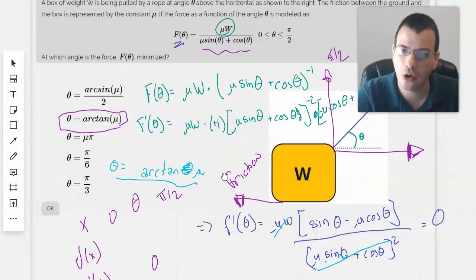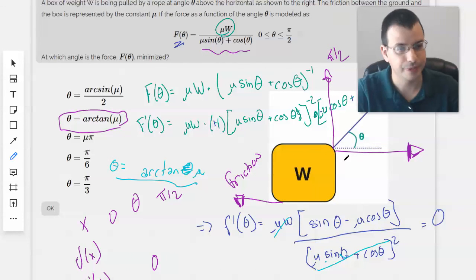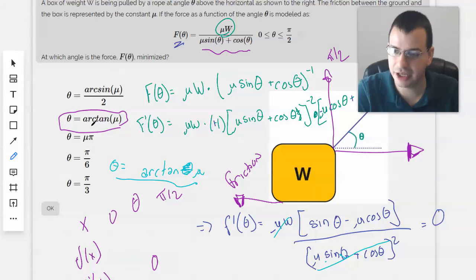And so what's left then is our critical point. And so the critical point is going to be the answer. In this case, it is. Theta equals arctangent of mu.